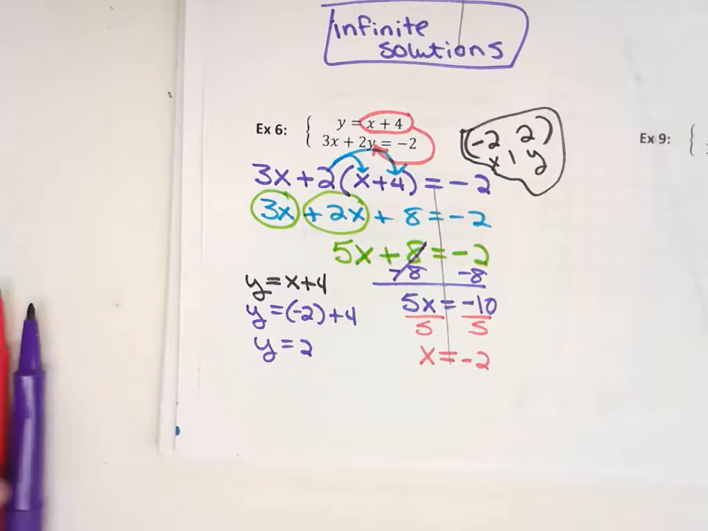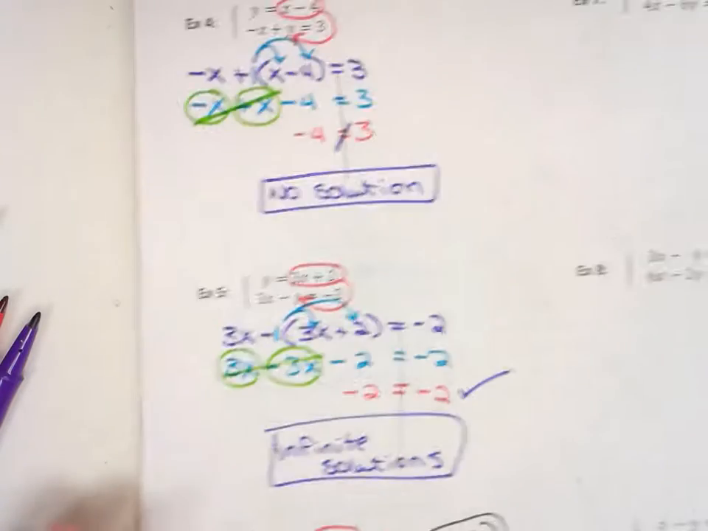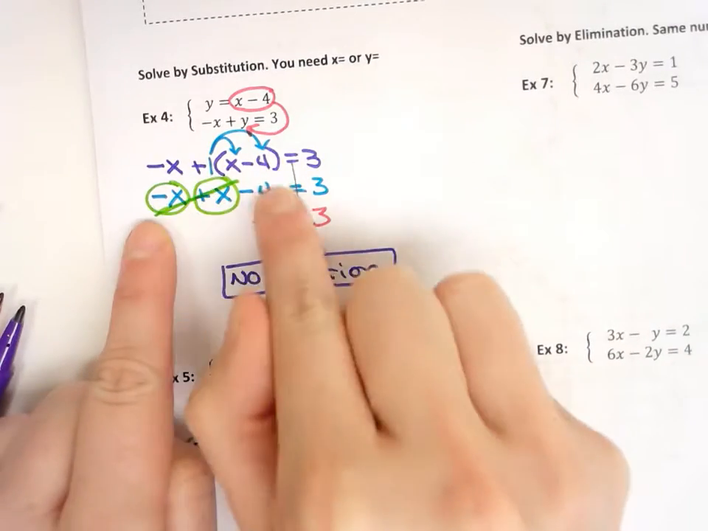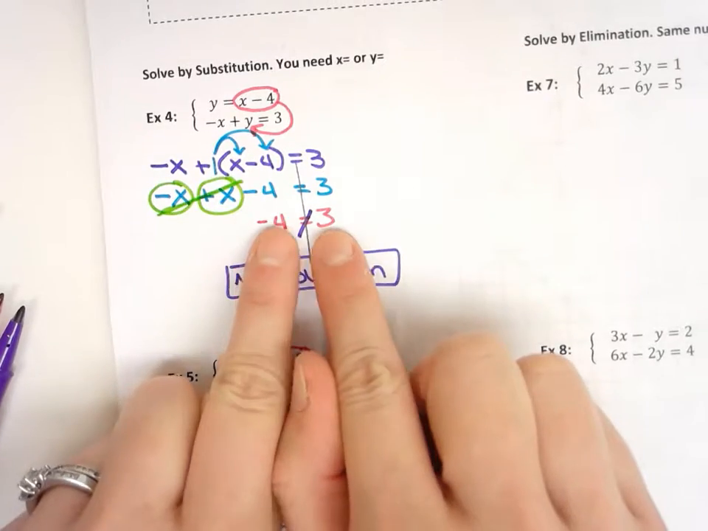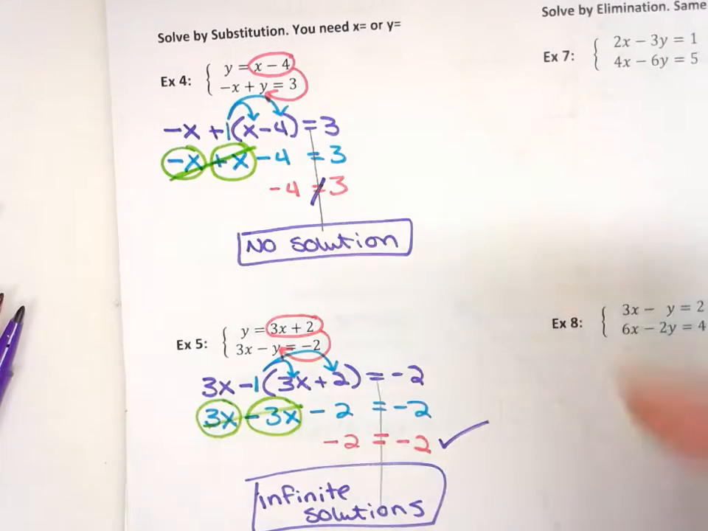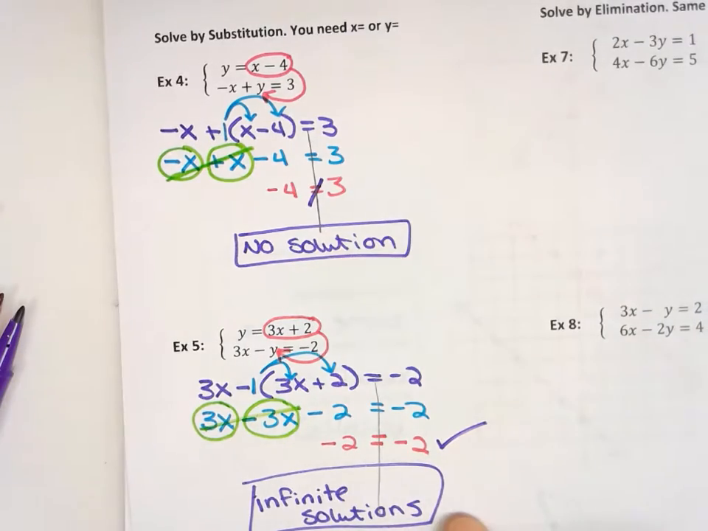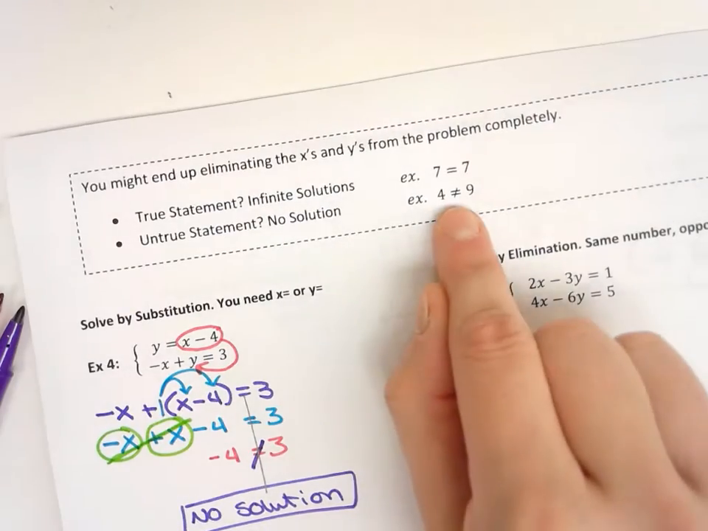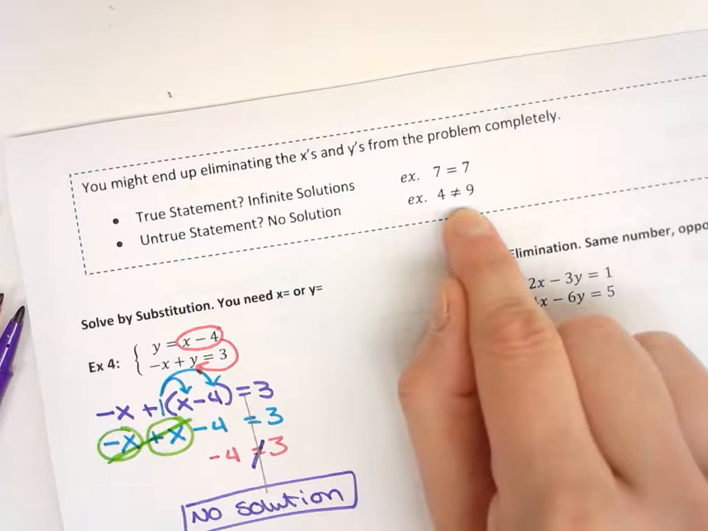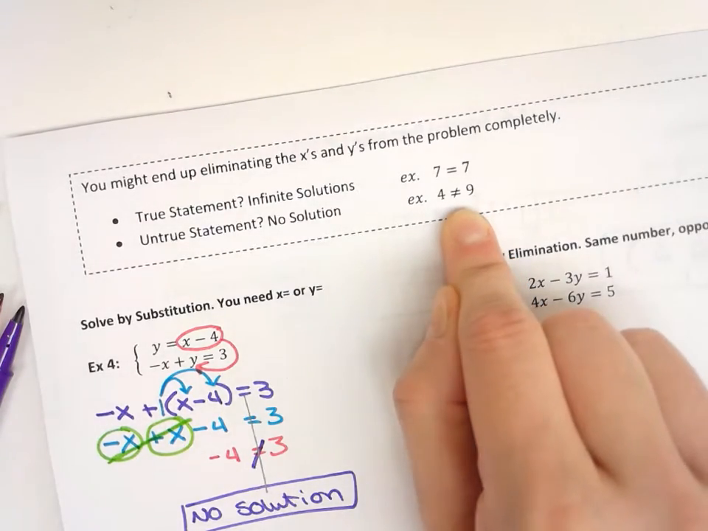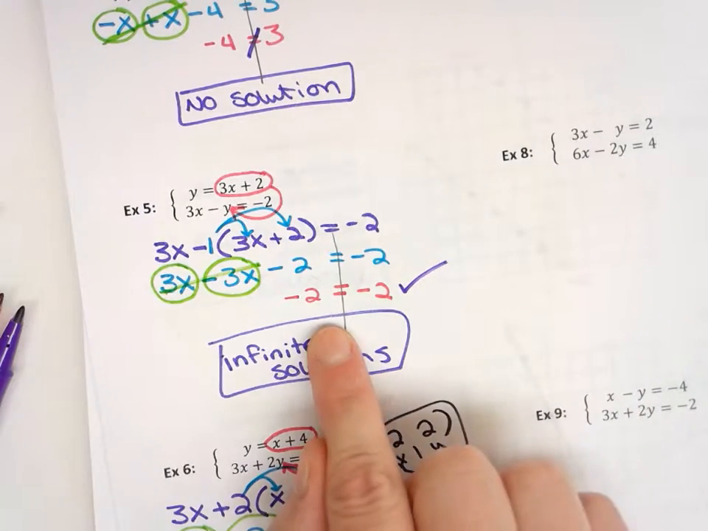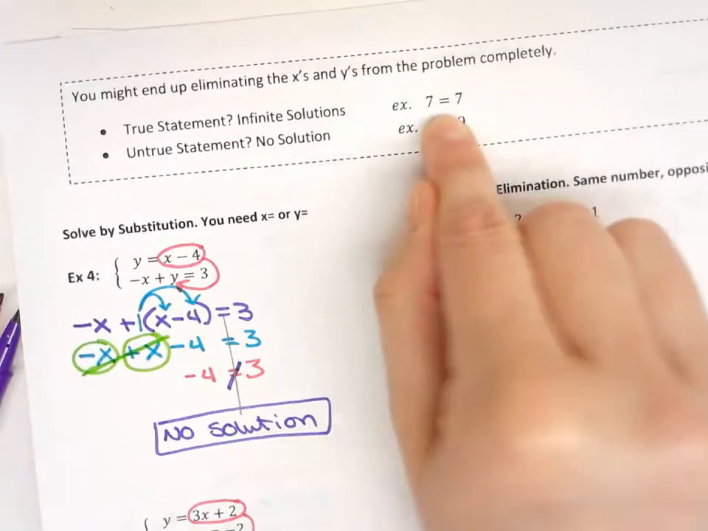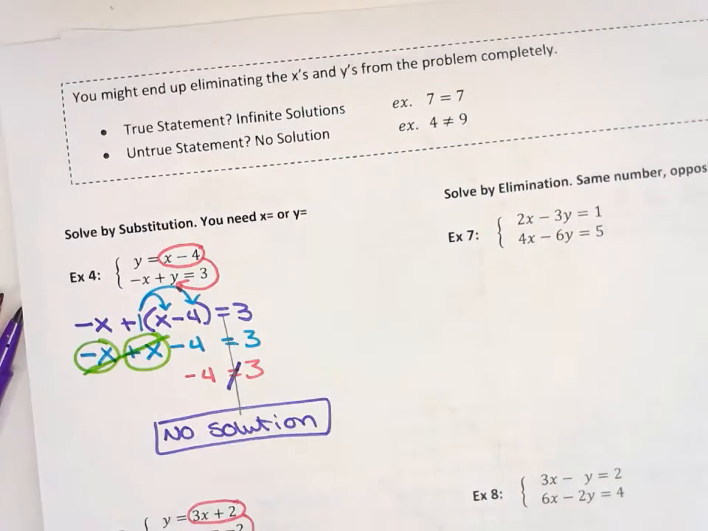So let me recap that for you. When you are doing substitution, once you plug something in, you're going to distribute and combine like terms. If your letters go away completely when you combine like terms and you're just left with numbers, it's either going to be no solution or infinite solutions. If you end up with a statement that's not true, like 4 equals 9 or negative 7 equals 50, those two numbers are not equal to each other, that's no solution. But if you get something that is true, like -2 equals -2, or 7 equals 7, or -50 equals -50, that's infinite solutions.